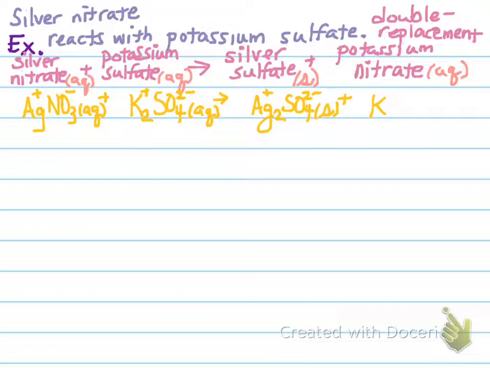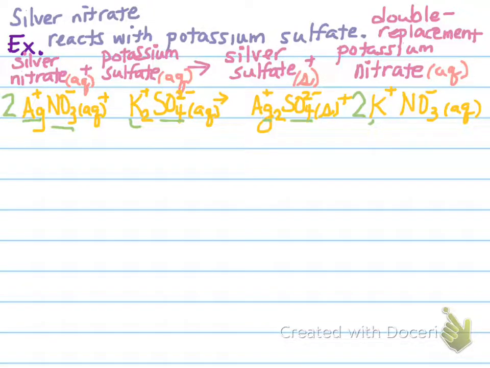Potassium is K, charge of +1, nitrate NO3, charge of -1, nothing to do in terms of crisscrossing. I put my states of matter. Now I want to balance it. So I have 1 silver, 2 silvers. I need a coefficient of 2 in front of silver nitrate. I have 2 nitrates now. I have 1 nitrate. I need a coefficient of 2 in front of silver nitrate. I have 2 potassiums. I have 2 potassiums. I have 1 sulfate. I have 1 sulfate. So this is now correctly balanced.